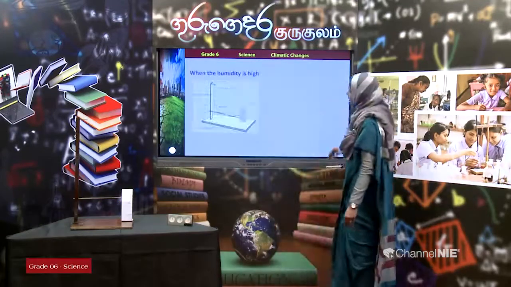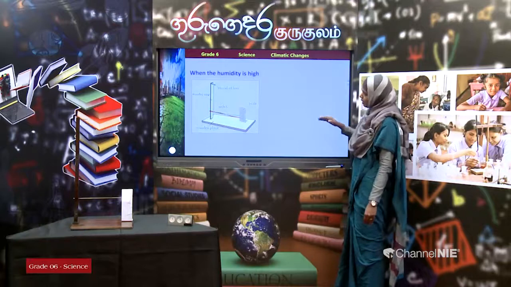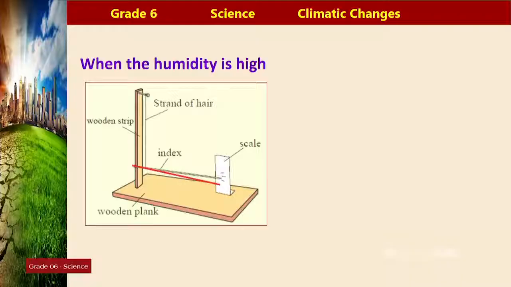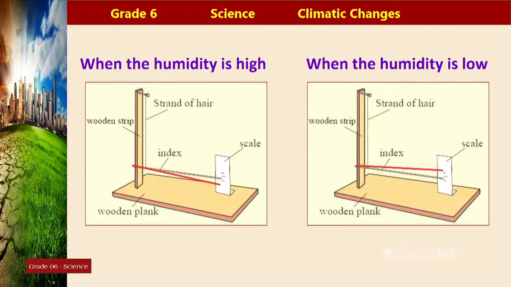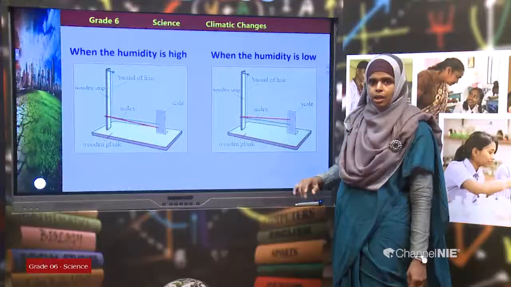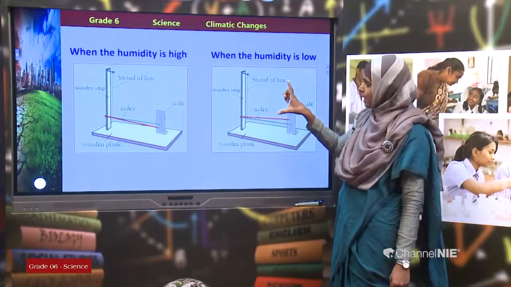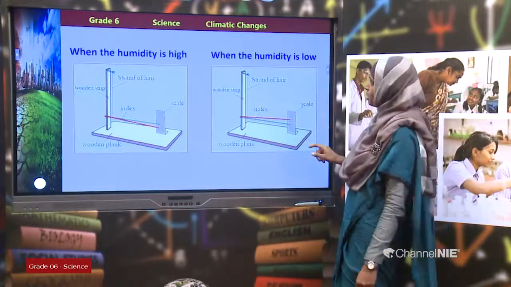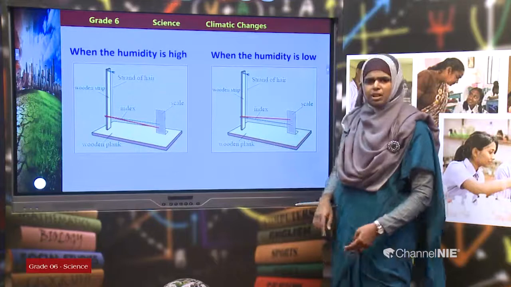I have explained, children, when the humidity is high, the indicator or the needle would move down along the scale, and when the humidity is low, yes, in dry conditions, the needle would move up, because the length of the strand of hair changes in humid conditions as well as in dry conditions. Depending on the length of the strand of hair, the indicator moves up and down, children. So, this is the fourth factor related to weather.